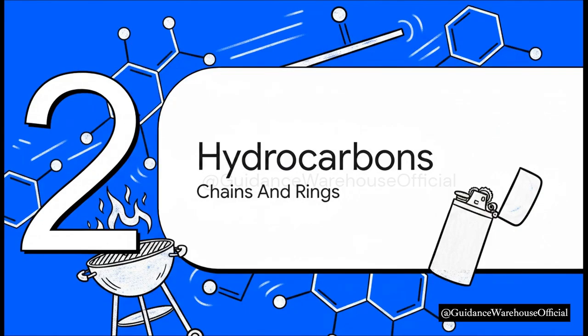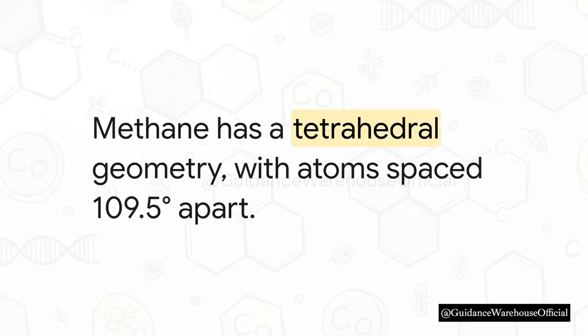Moving right along to Section 2, hydrocarbons, chains, and rings. Think for a second about what fuels your daily life. You might immediately think of the propane in your backyard gas grill, or maybe the butane in a pocket lighter. Well, those are hydrocarbons. They're organic molecules made entirely of, you guessed it, carbon and hydrogen. The simplest one is methane, which is just one carbon atom bonded to 4 hydrogen atoms.